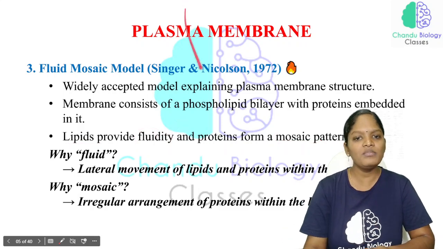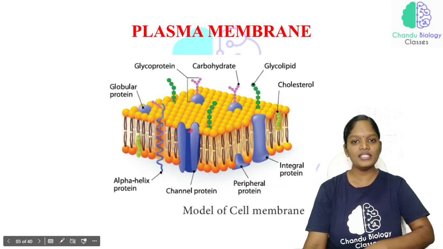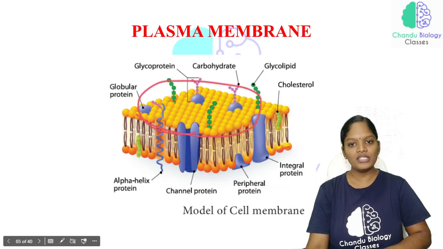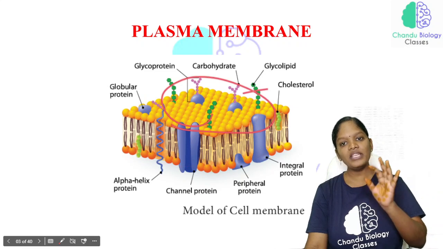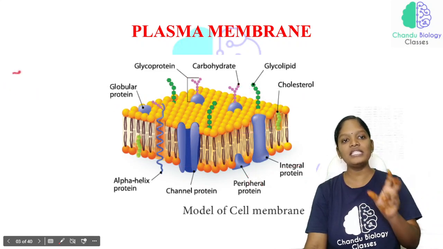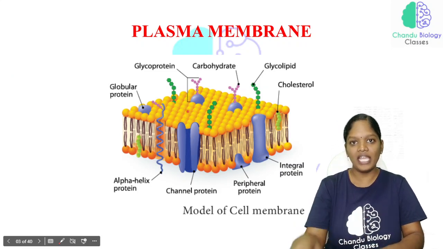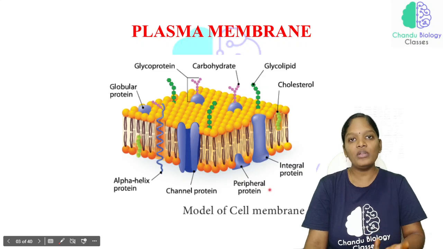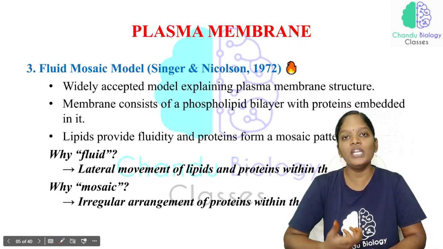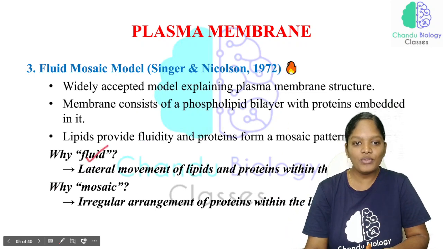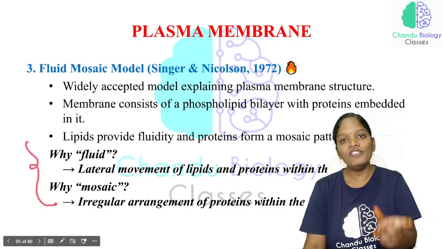So what is meant by this fluidity and this mosaic pattern? See this picture. This is the lipid. This is the top layer of the cell membrane and this is the bottom layer of the membrane. In the same way, there is a bottom layer also. We say this lipid ensures fluidity, and the proteins are embedded in certain areas. That is why the protein resembles a mosaic pattern. That is why the name fluid mosaic model. Why is it fluid, why is it mosaic? The question can be expected with respect to the fluidity and the mosaic.